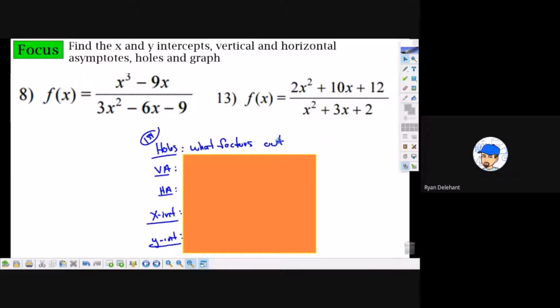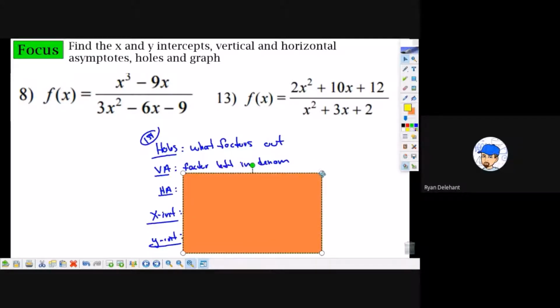Holes come from the factor that cancels out of the top and the bottom, tells you the x, and you plug back in to find the y. Once you've factored, then you can start finding all the other stuff. So like vertical asymptotes, it's the factor that's left in the bottom. So we have to have something with x left in the bottom, set that equal to 0, and that'll tell us where the vertical asymptote is.